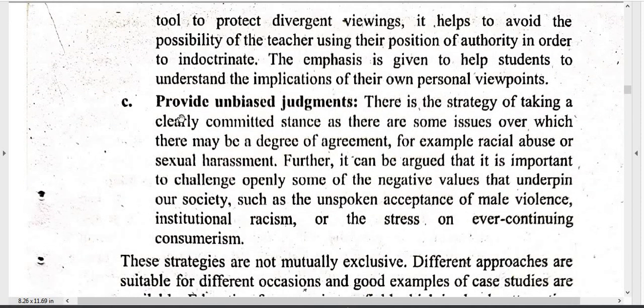त्यसैगरी सी पोइन्टमा यहाँनिर रहेको छ provide unbiased judgments. There is a strategy of taking a clearly committed stance as there are some issues over which there may be a degree of agreement, for example racial abuse or sexual harassment. Further, it can be argued that it is important to challenge openly some of the negative values that underpin our society, such as the unspoken acceptance of male violence, institutional racism, or the stress on ever continuing consumerism.